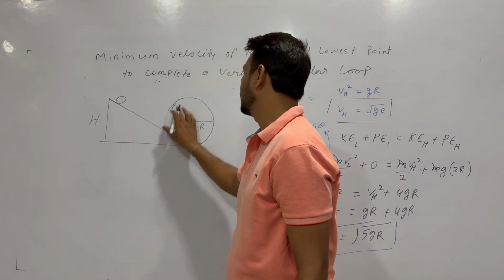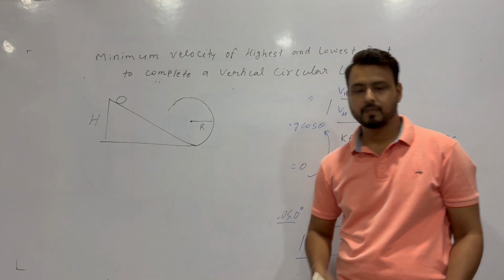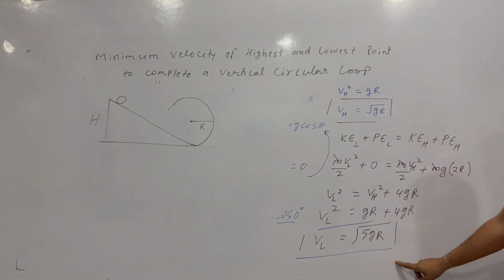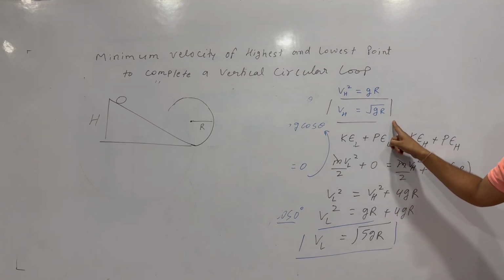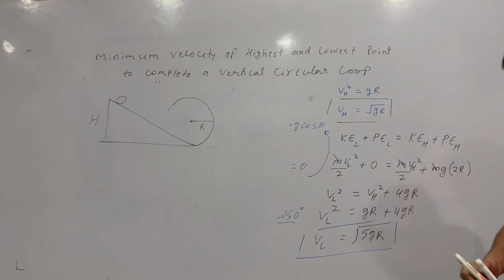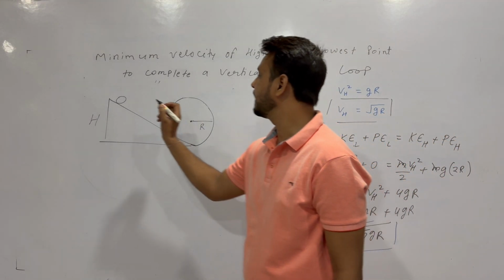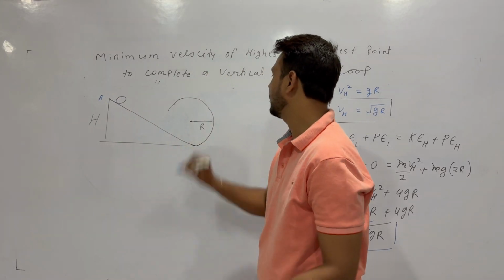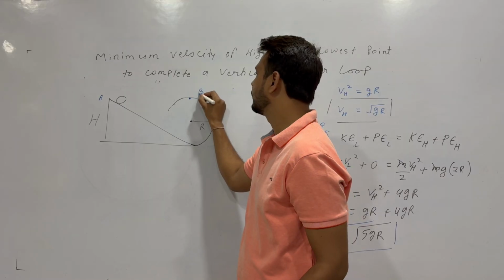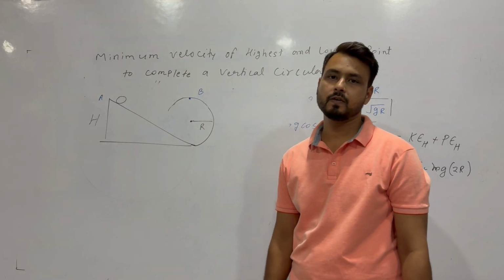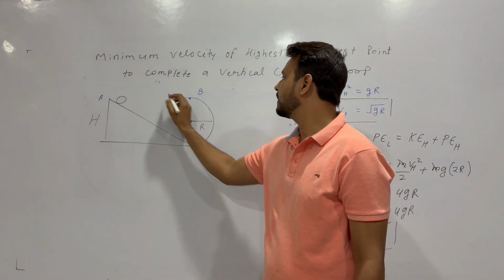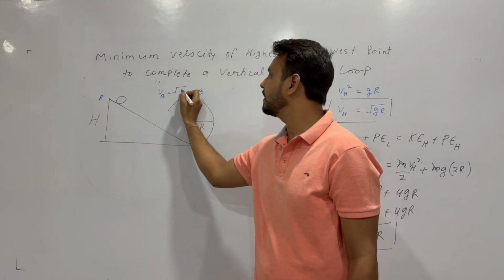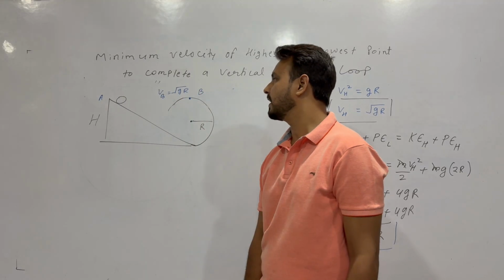So let's use again the concept of these two. Lowest point is having velocity square root 5gr and highest point is having what, square root gr. So let's take these 2 points as point A and this as point B. Use the law of conservation of energy, as point B will have the velocity, at the highest point, square root gr.